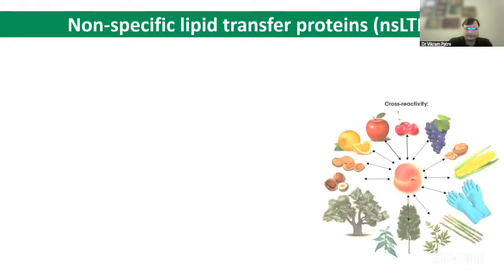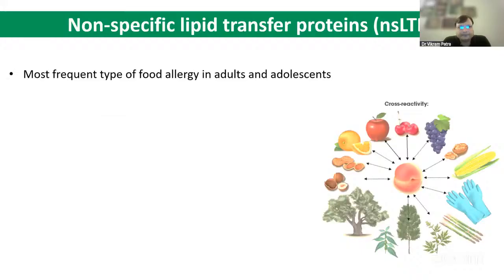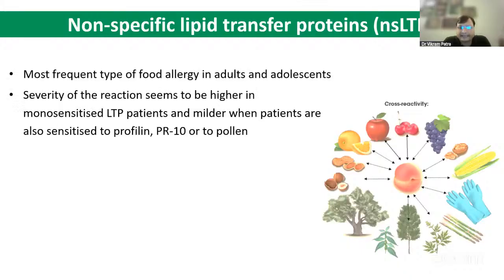Now, let us discuss briefly the NSLTP, the most frequent type of food allergy in adults and adolescents. What does it mean? When it comes to food allergy, we know that food allergies are more common in children, but we do get patients who are adults or adolescents who also come with food allergies. From the clinical history alone, you should start thinking that the patient may be sensitized to LTP. The severity of reactions seems to be higher in monosensitized LTP.